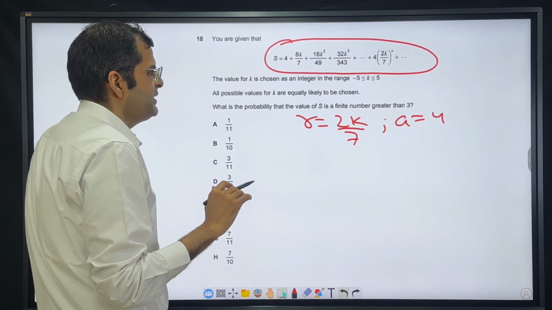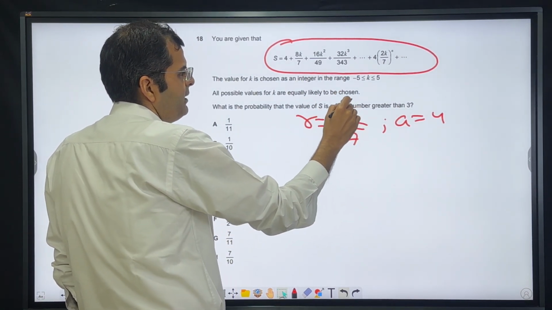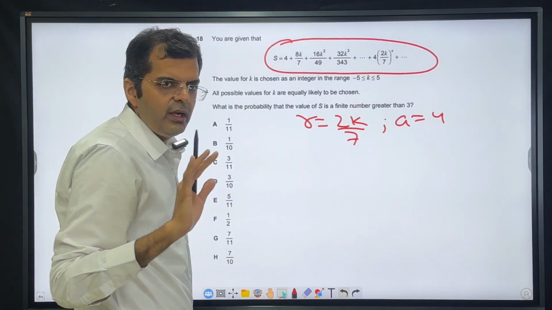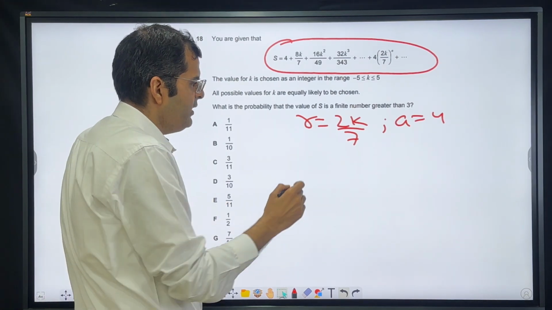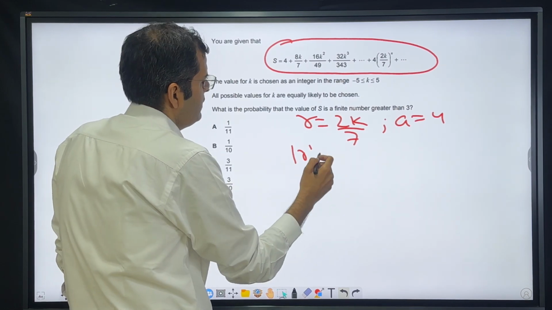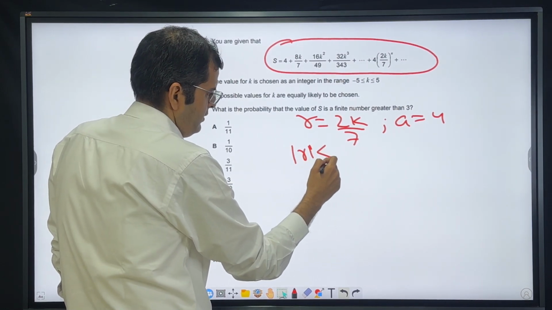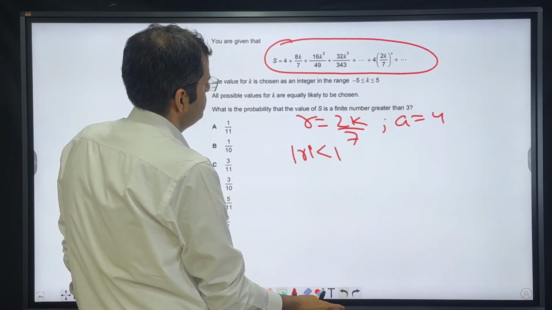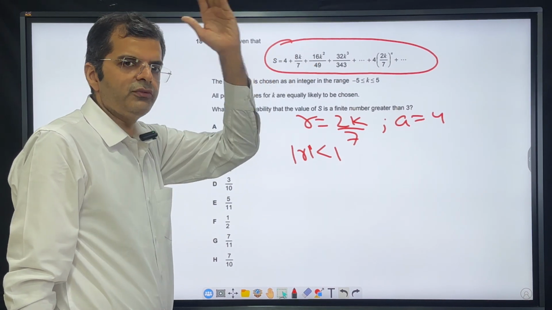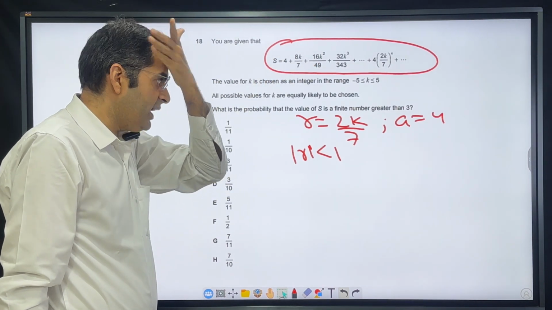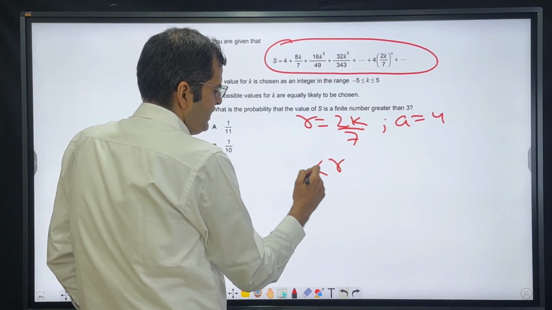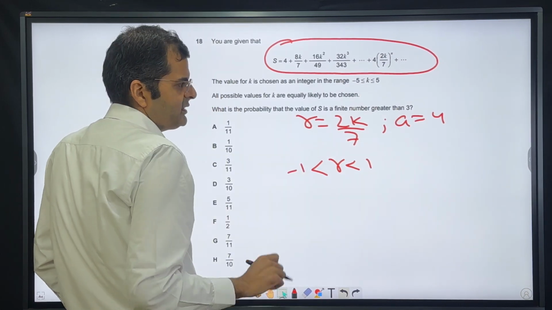First of all, if an infinite series is ultimately adding up to a finite number, that means this common ratio lies between minus 1 and 1, or you can say mod of R is less than 1. It can't be equal to 1 either, because then it will be 4 plus 4 plus 4 plus 4 all the way long, which will not add up to a finite sum. So mod R is less than 1. That means R lies between minus 1 and 1. This is the first condition that we have arrived at.